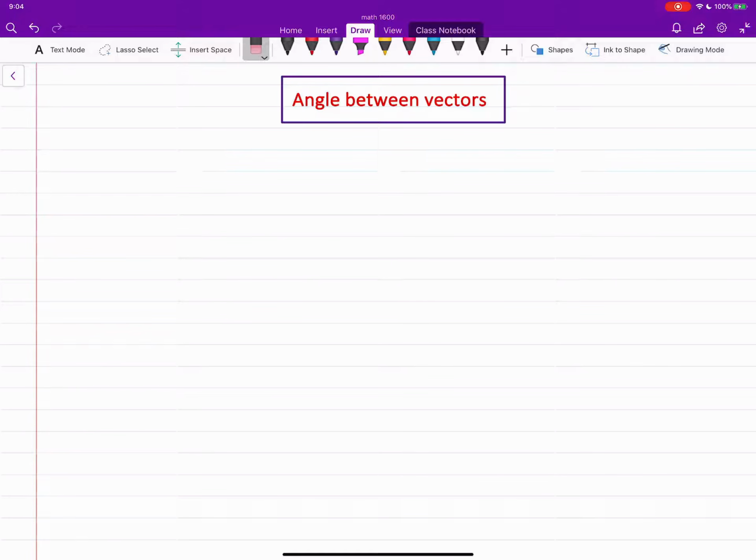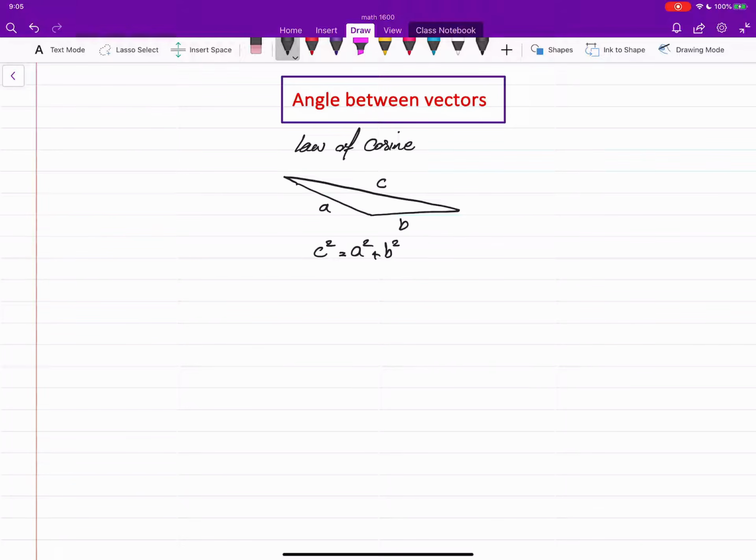theorem called law of cosine. What it says is basically if you have a triangle with sides A, B, C, then C squared is equal to A squared plus B squared. Up to here is basically the Pythagorean theorem, but it's not just that.